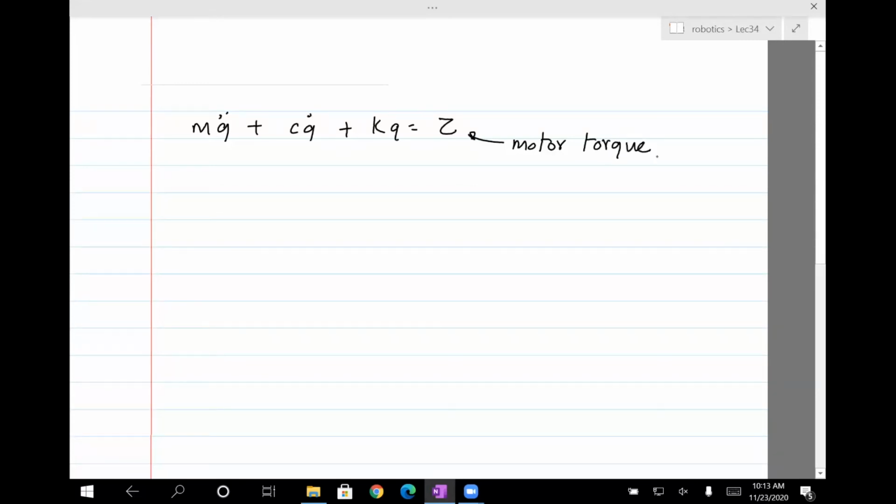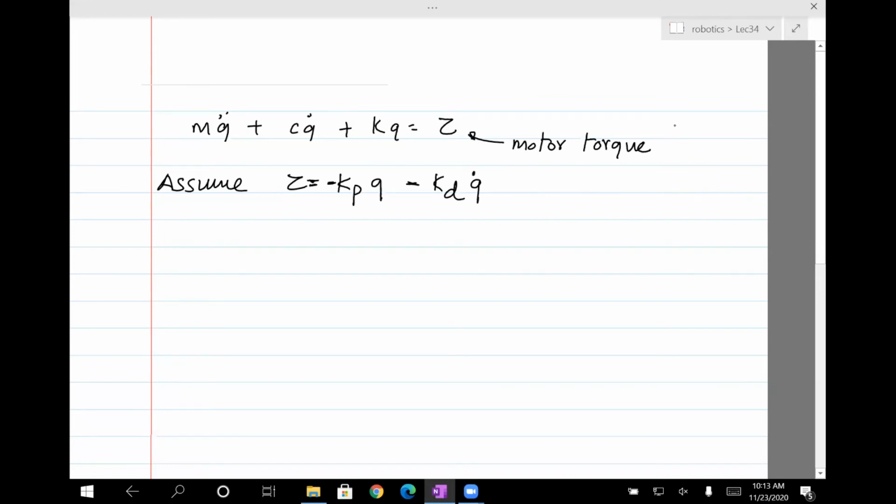Okay, now the simplest control I can think of is what is known as a PD control, or a proportional derivative control. So something like this. There's a gain, or a proportional gain called Kp, which multiplies with q, and then there is a derivative gain which multiplies with q dot. And since it's going to extract energy from the system, I need to put a negative sign.